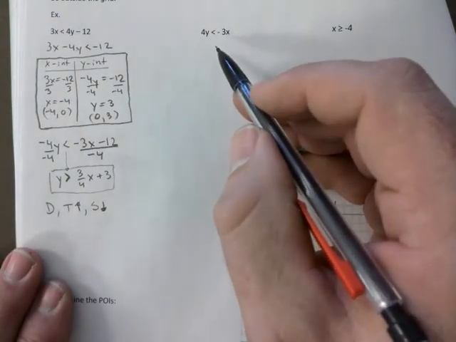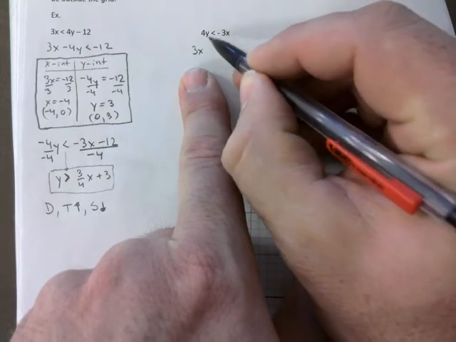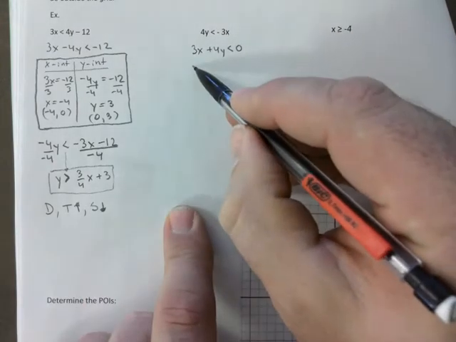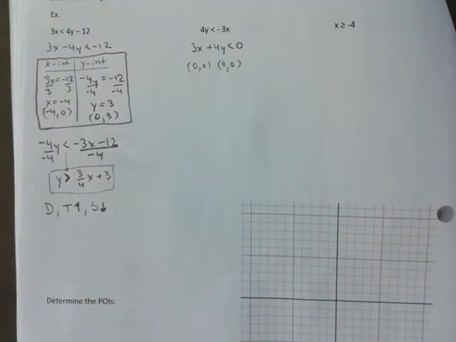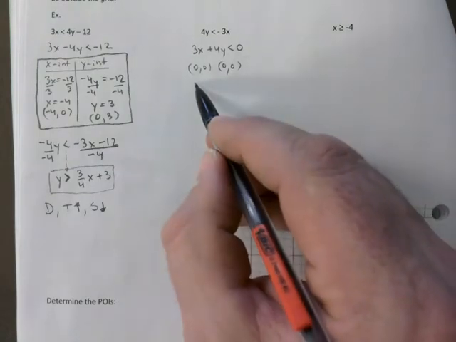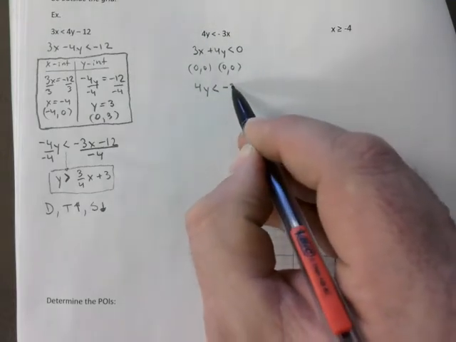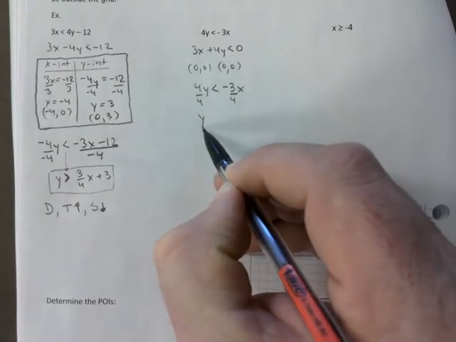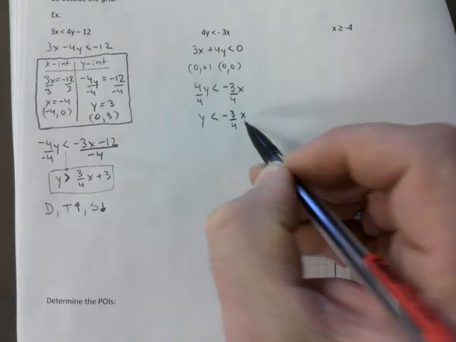This other one, what do you notice about this? We did one of these yesterday. 3x comes over, plus 4y is less than 0. This is going to be a 0, 0, 0, 0 situation. So what I do is I rewrite it. I go 4y is less than or equal to negative 3x, then divide both sides by 4. I don't need to flip the sign because I'm not dividing by negative.